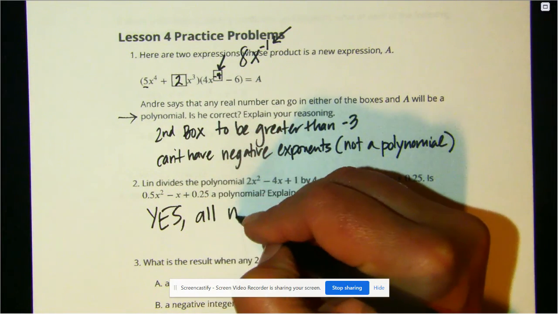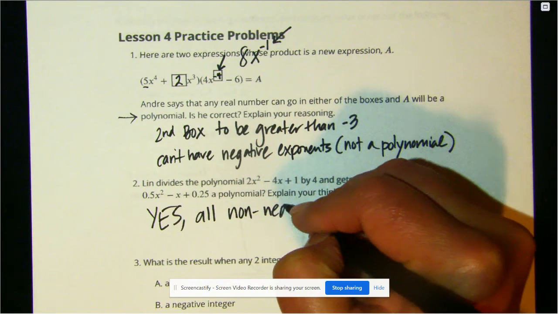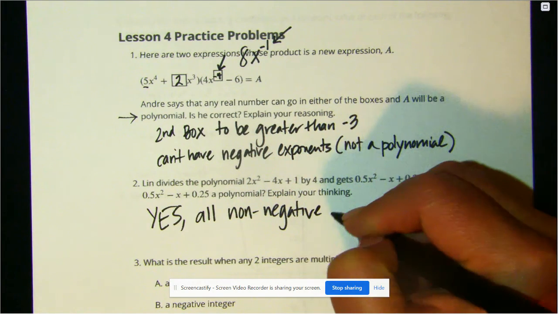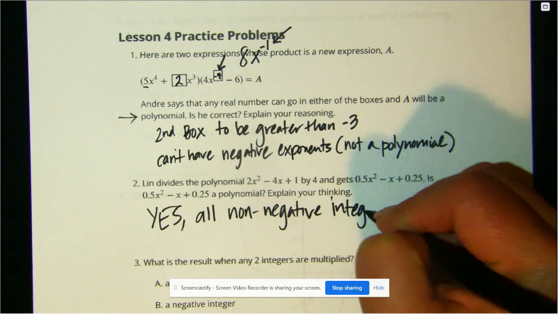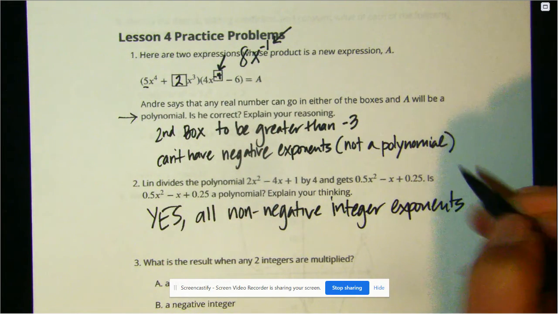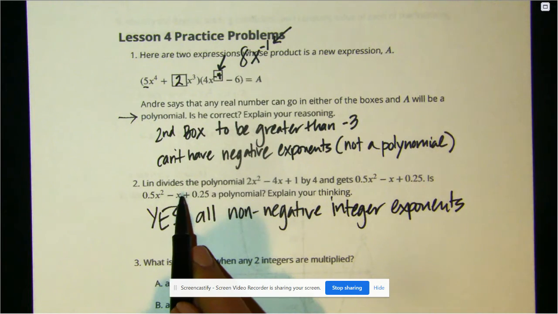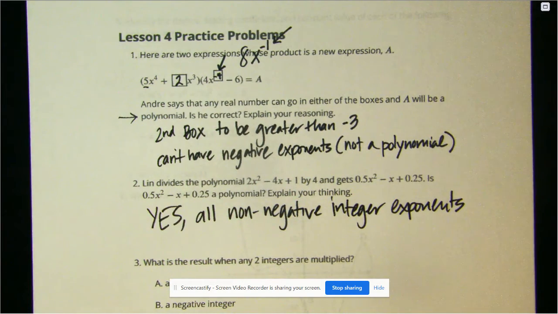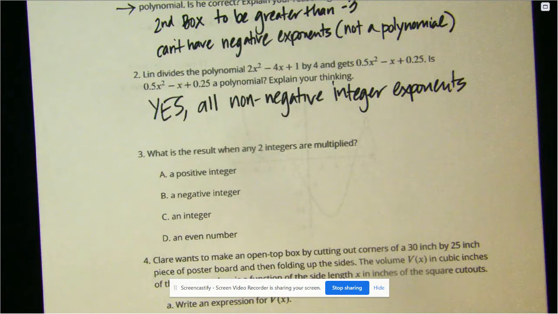All non-negative integer exponents. All right, we're looking at the exponents. That's a 2, and that's a 1. We're all good.